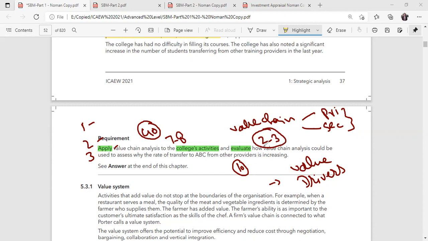I hope when you go through the complete value chain model, you can identify value drivers. If not completely, let's say if you just identify one value driver and briefly explain, then at least you can also get approximately 1 mark out of 2 or 3 marks. So you should not be worried about that.